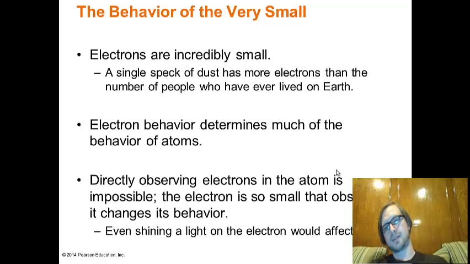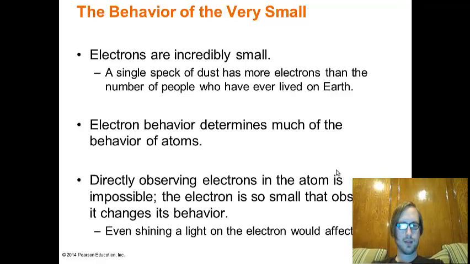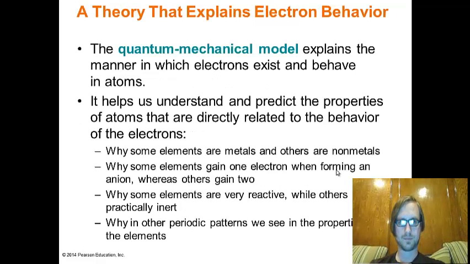Because the problem is that the small size of the electron, its tiny mass, means that very small amounts of energy can have very large effects on its momentum. And this idea here is going to come up to be hugely important. Even shining a light on the electron would affect it very significantly.